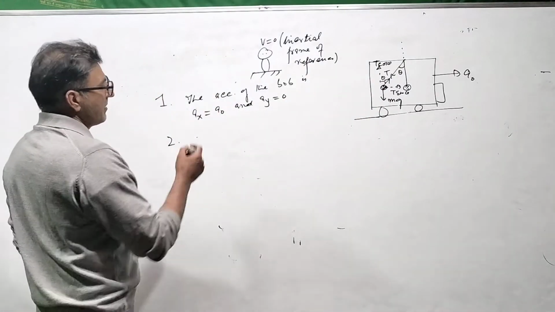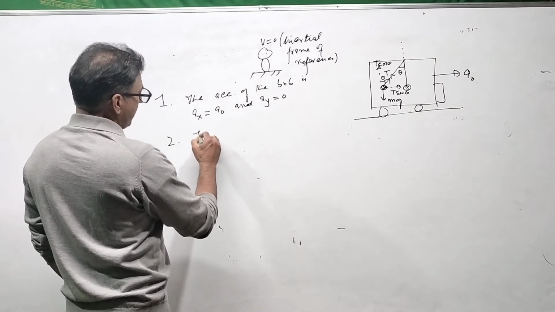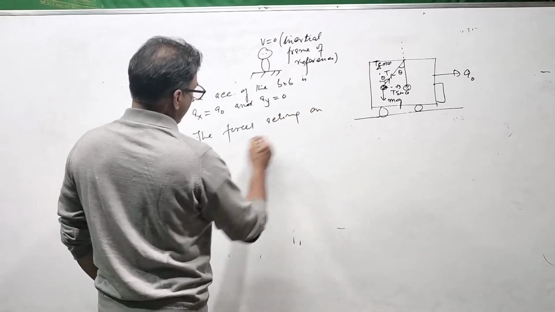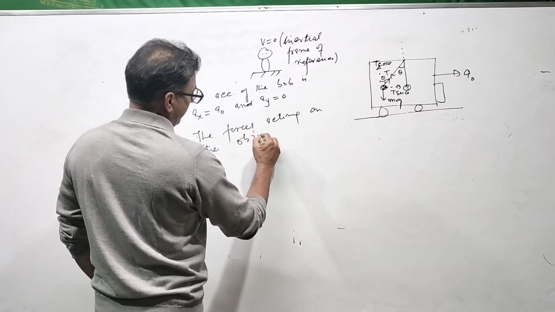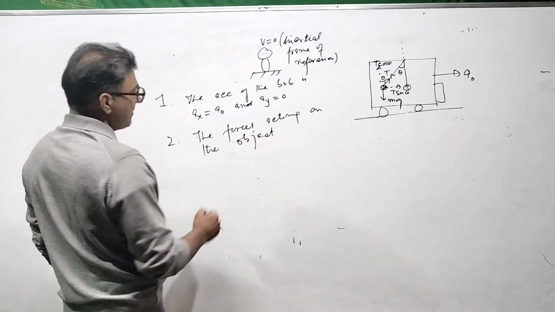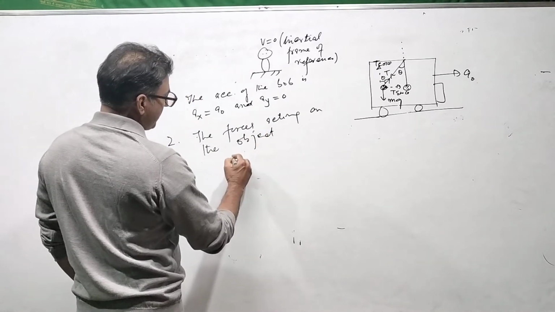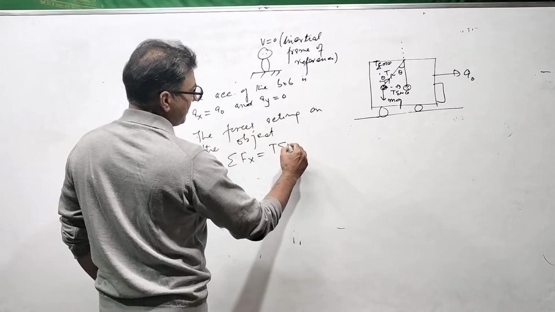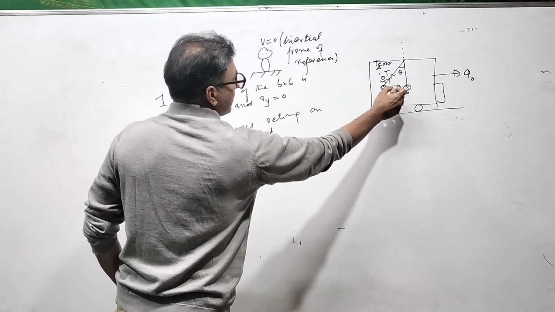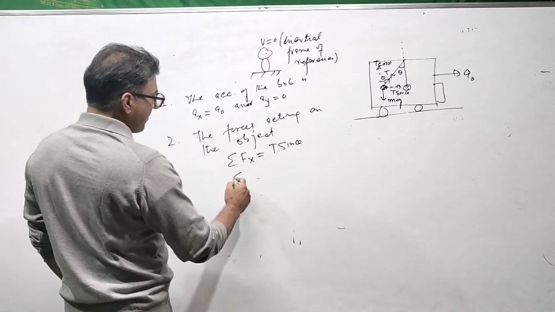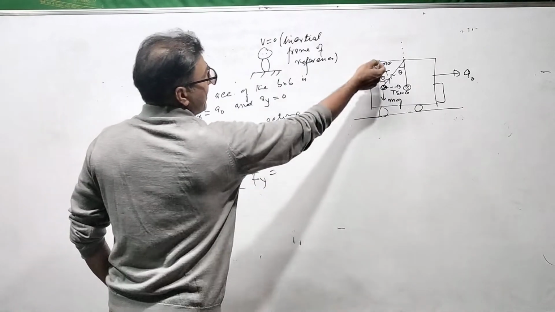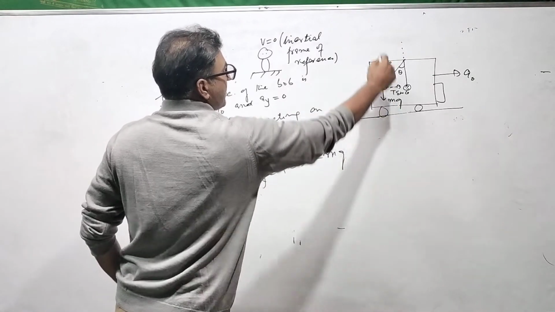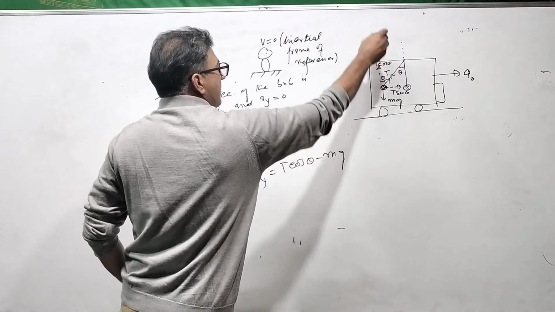So what are the forces? The forces acting on the object. Summation Fx, all the force in the x direction, that is T sin theta, this force. And summation Fy, what is that? That's T cos theta minus mg. This is the summation of the vertical forces, this minus this. This is the y direction.